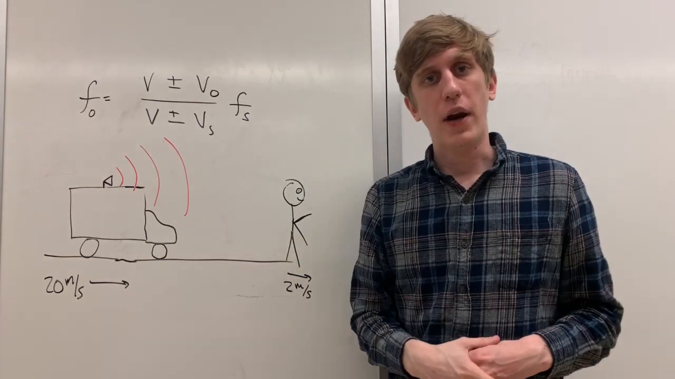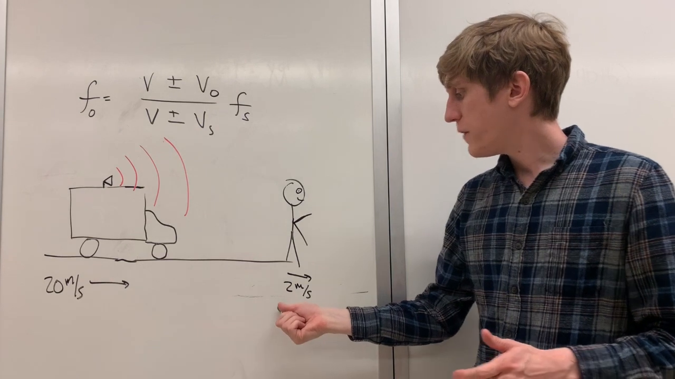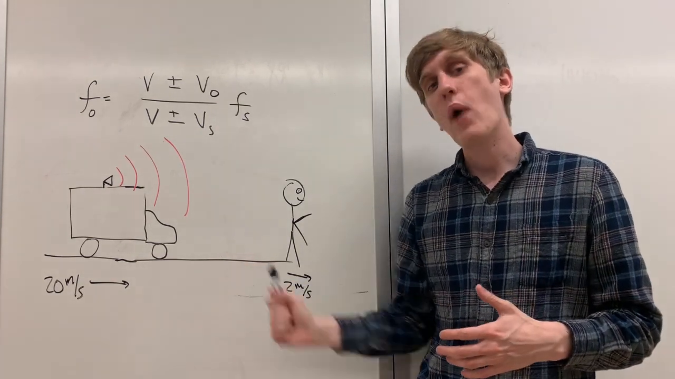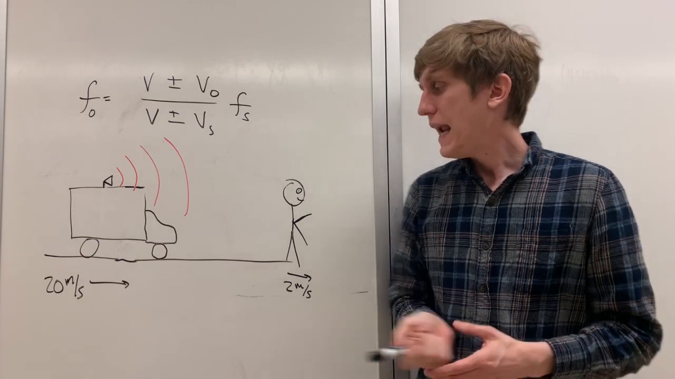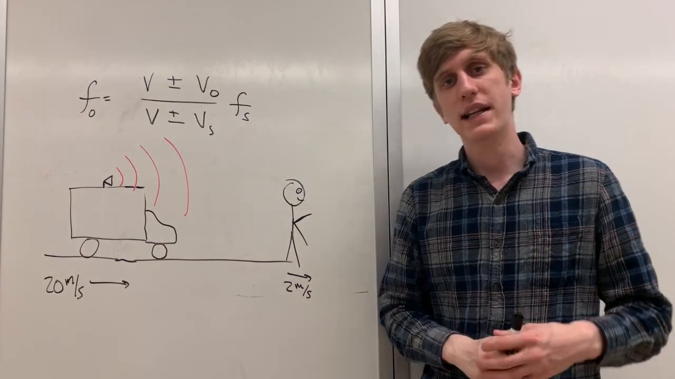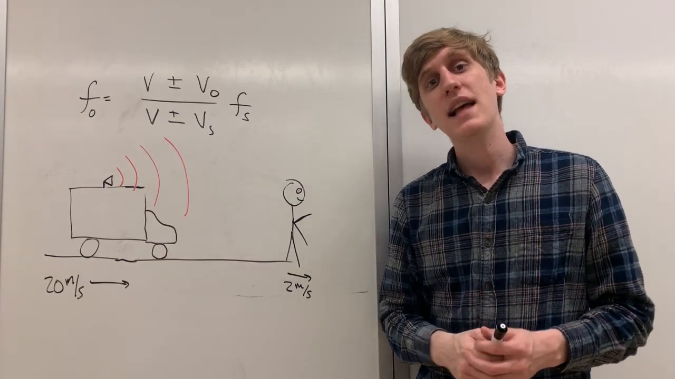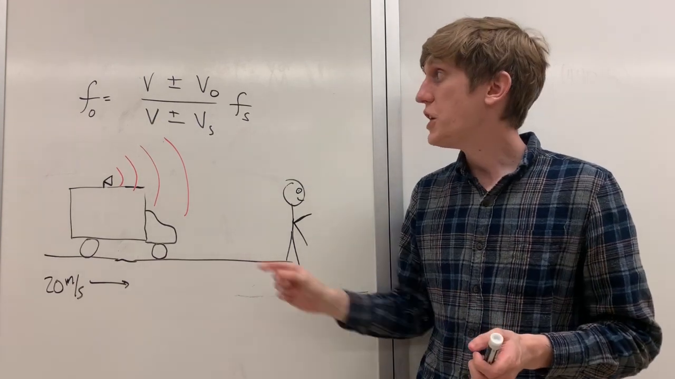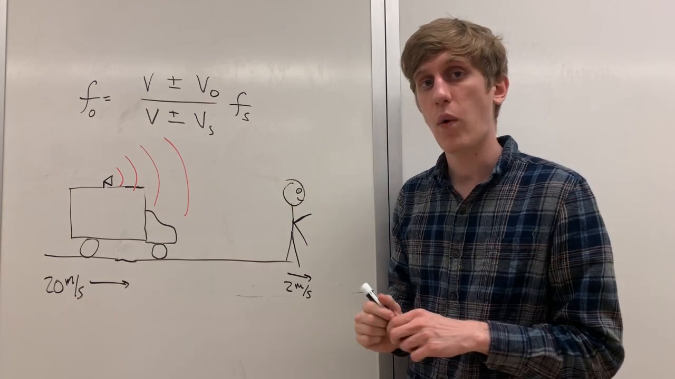Let's start with the numerator. The observer is moving this way at 2 meters per second. Notice this is away from the emergency vehicle. If the observer was the only thing that was moving, we would expect that they would hear a lower pitched sound. So we need to use the minus sign in this equation.